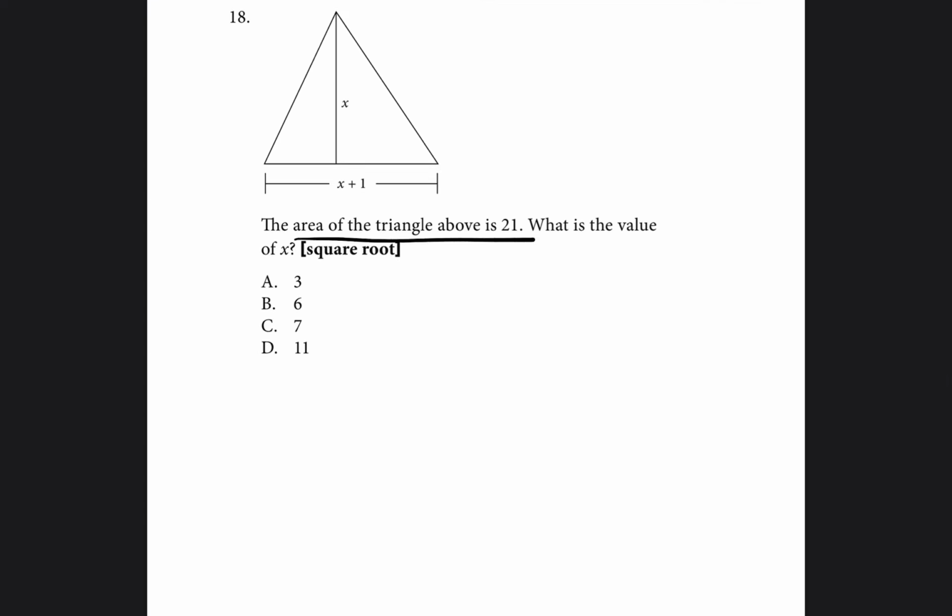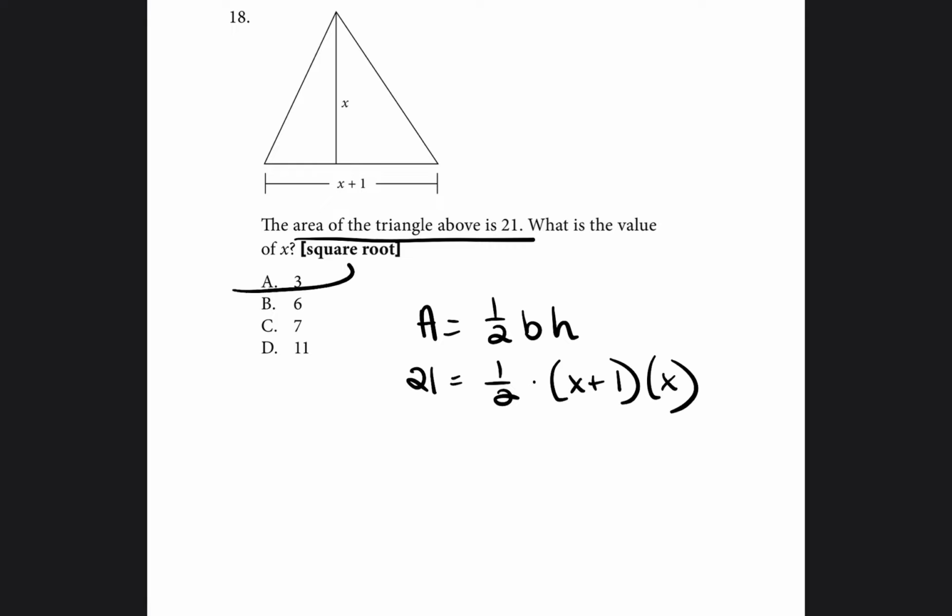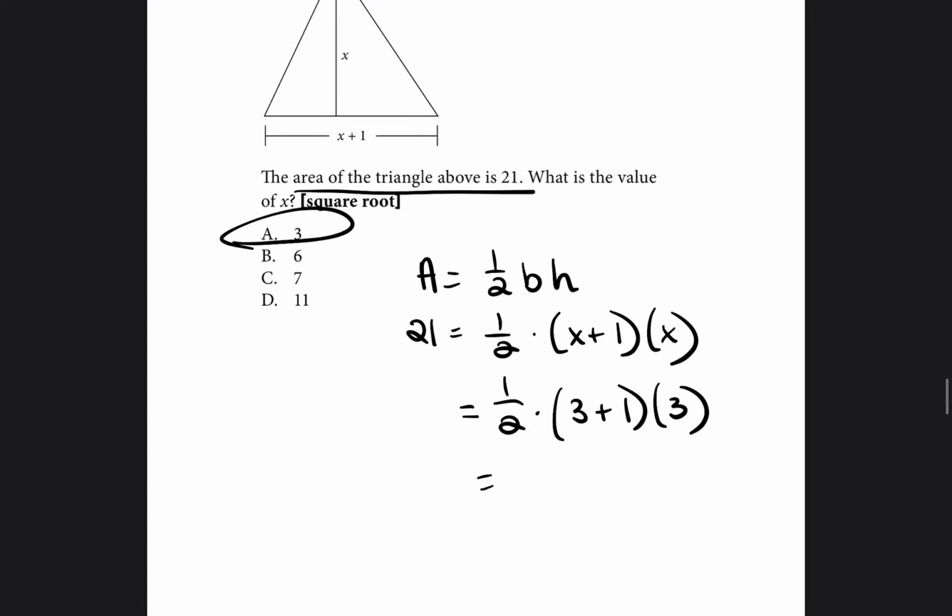18. The area of a triangle above is 21. So the area of a triangle is 1/2 base times height. So 21 is equal to 1/2, the base is x plus 1, the height is x. I'm just going to choose each one of these options and plug it in to see which value ends up with 21. So 1/2 times 4 times 3. Half of 4 is 2 times 3. That's equal to 6, not 21. So that is not the answer.